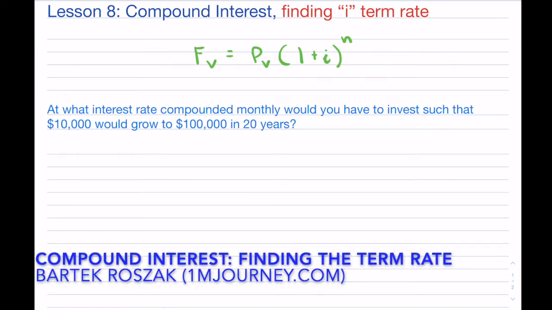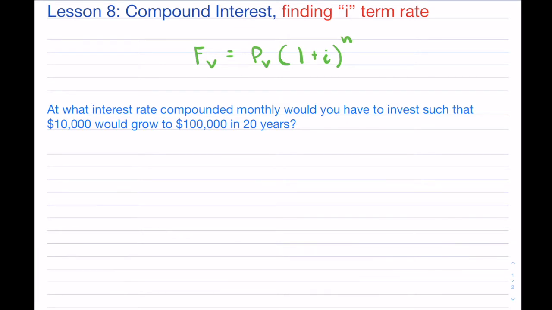All right, so welcome. In this lesson 8 on compound interest, we're going to try to find the formula for the term rate, which is I. So I is right here, and now we want to see how we would get a formula for this. In all the previous lessons on compound interest, we had been able to isolate the future value, which came from the compounding factor.